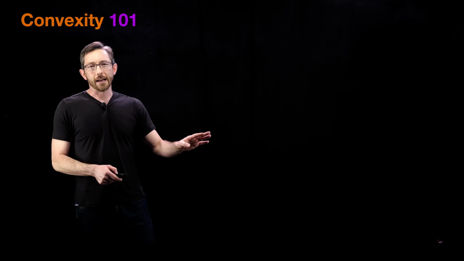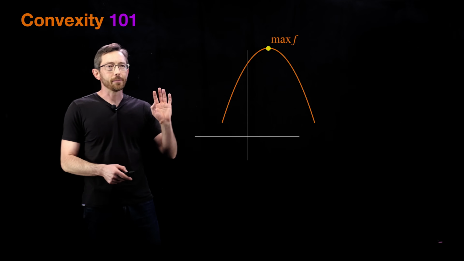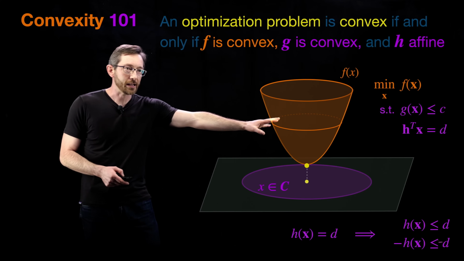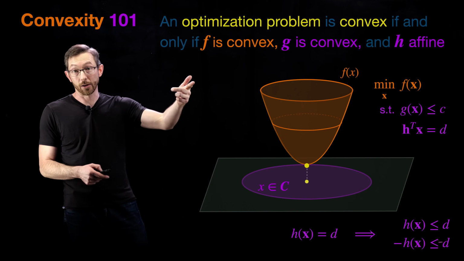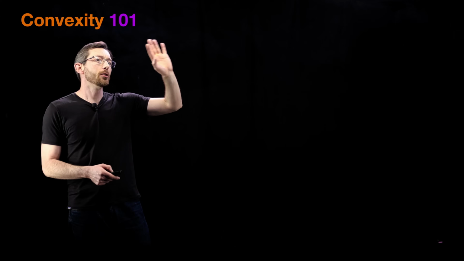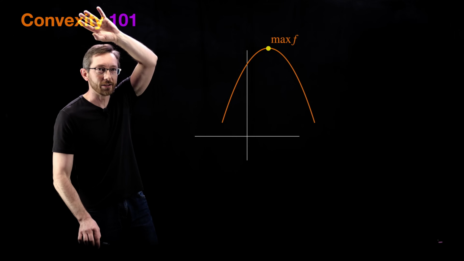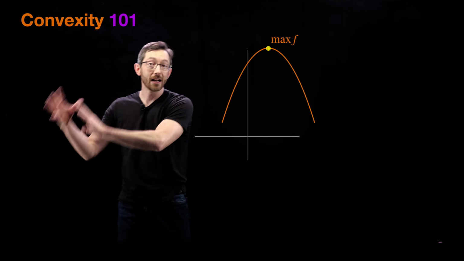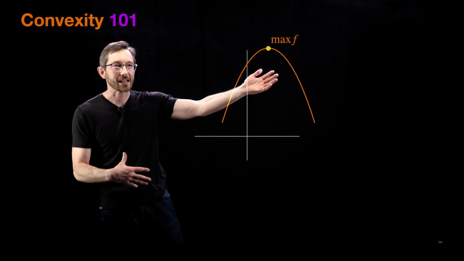So that's kind of the big idea here. And this comes up a lot in a lot of different optimization problems like linear programming and quadratic programming. So a couple of other things I want to tell you in this high-level Convexity 101 is that we've been talking about minimizing functions, but you can also talk about maximizing functions.